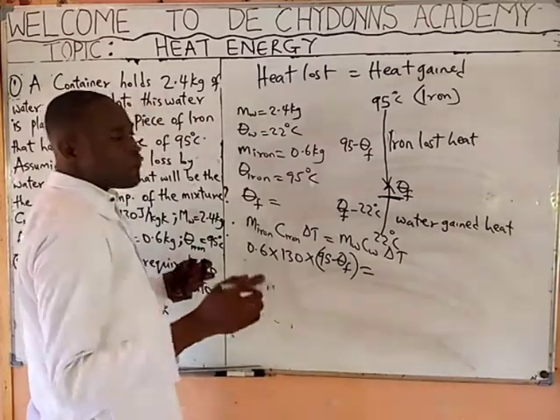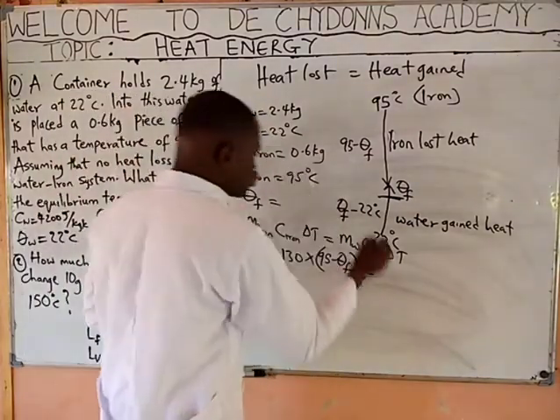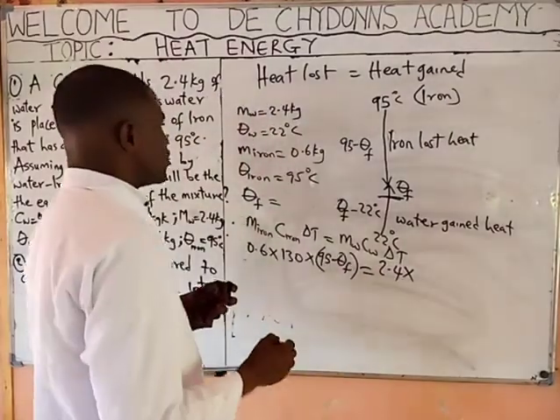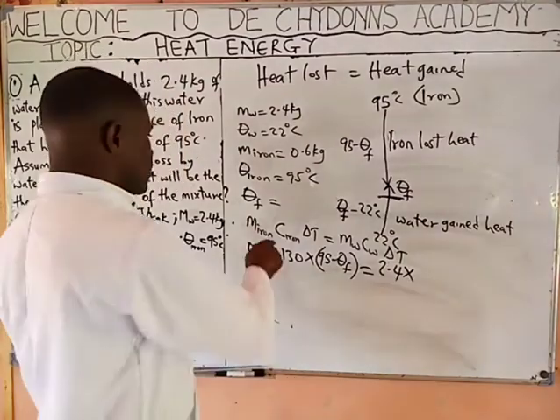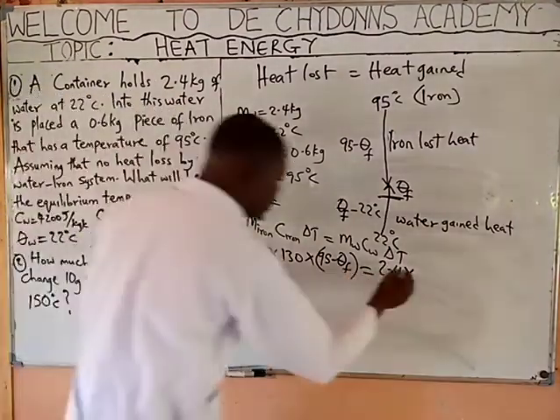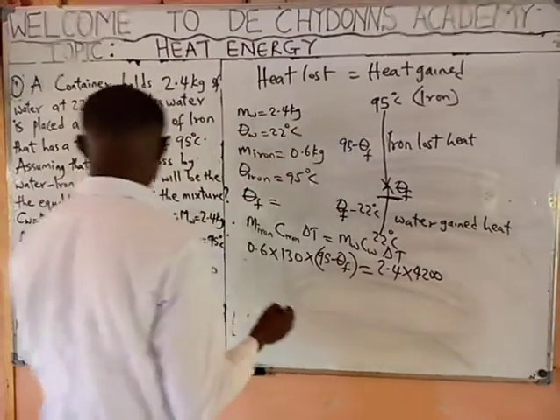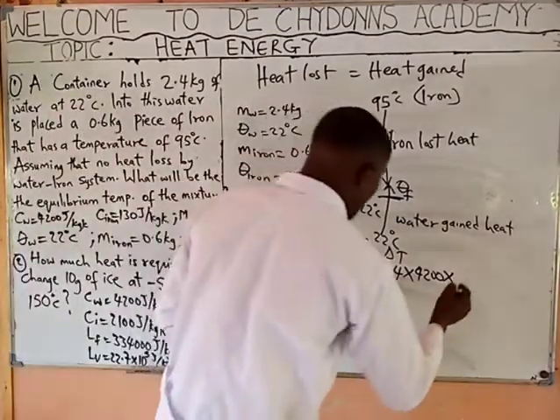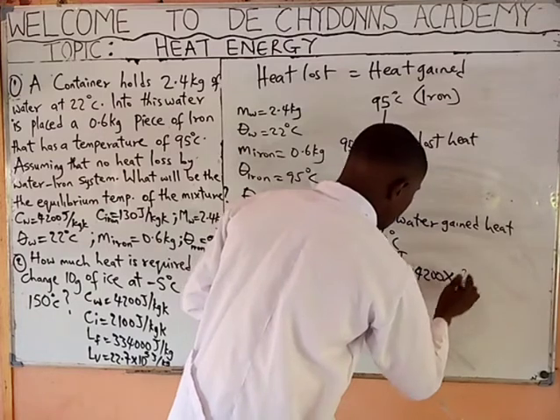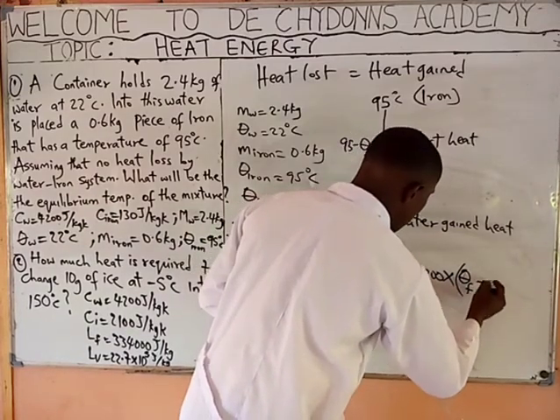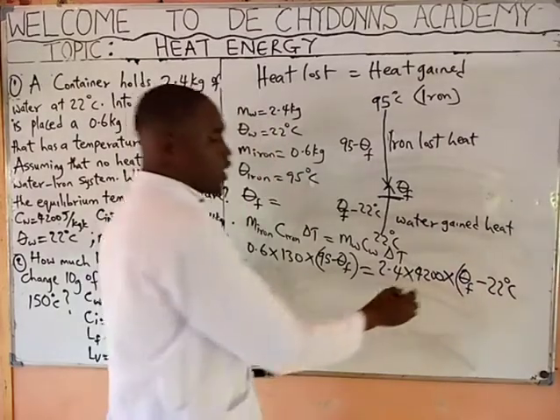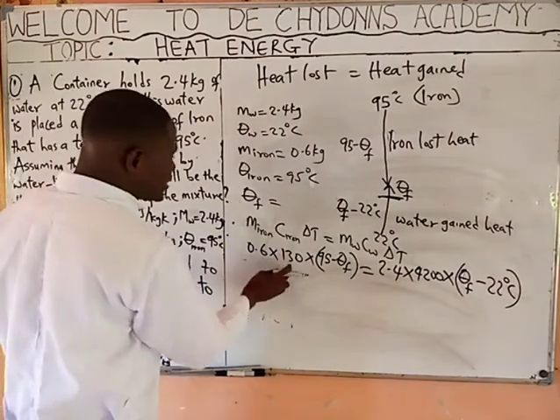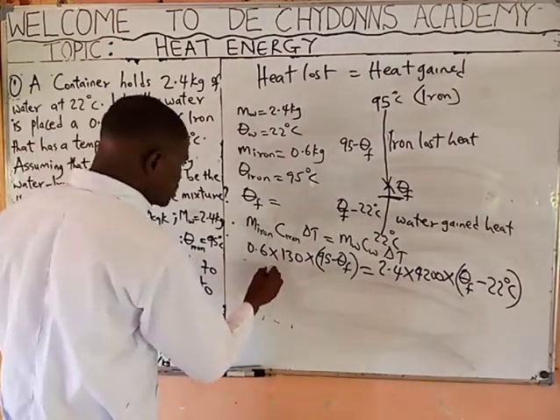Say also, mass of water is 2.4 times the specific capacity of water is 4200. Then times change in temperature. Change in temperature is this one, theta F minus 22 degrees Celsius. Okay? So what will happen is that when you say this times this, it will be giving you 78.